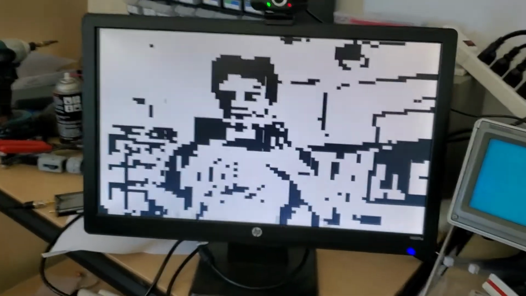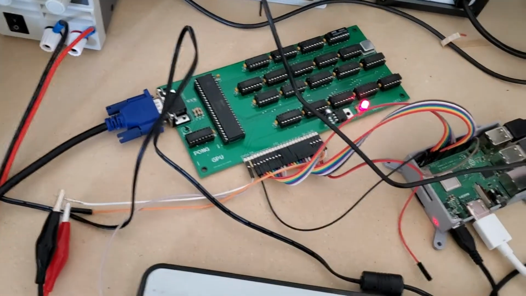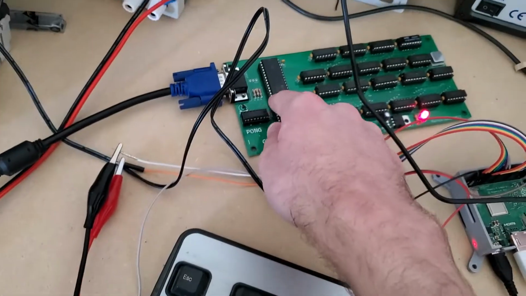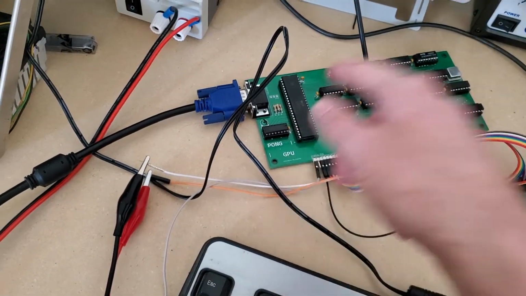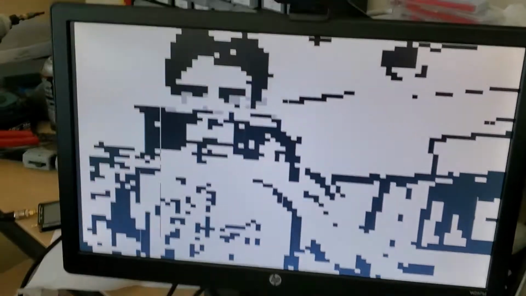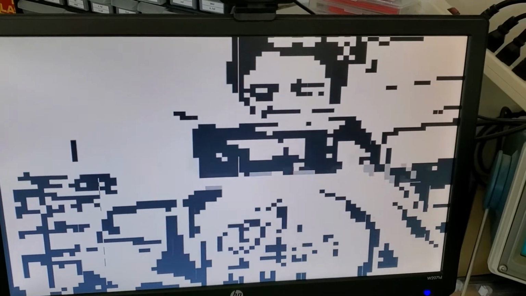So GPU is perhaps a bit of a misnomer because unlike a modern graphics card, this isn't actually doing any advanced graphics processing. It's basically just reading the data from the frame buffer and sending it out to the display. But that's all a GPU really needs to do. So yeah, here we go.